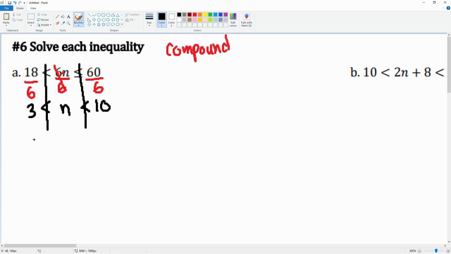Okay? We don't have to graph it, but I'm just going to show you what it looks like graphed. Here's the 3, here's the 10, here's the 0. Okay, it's open here on the 3, it's open here on the 10, and it makes a bar, because n is greater than 3 and n is less than 10.